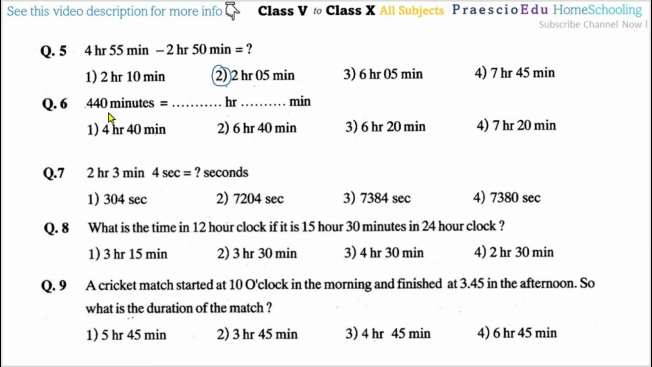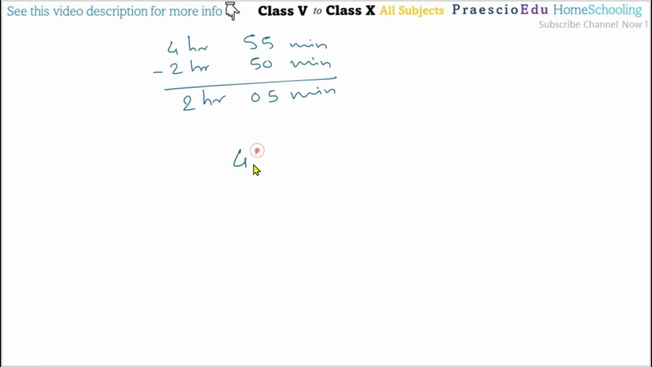Now question number 6, 440 minutes is equal to how many hours and how many minutes? So 440, this 440 we have to divide by 60 because 1 hour is equal to 60 minutes. So this 0 gets cancelled, 0 gets cancelled. Now 6 ones are 6, and here 6 sevens are 42. So 6 sevens are 42 means 7 hours.